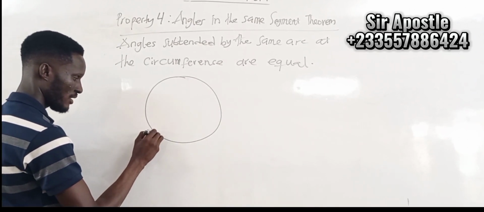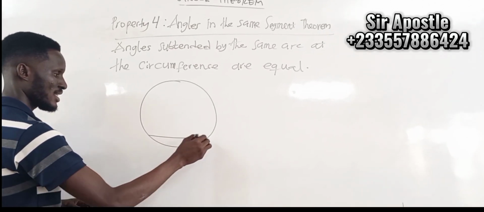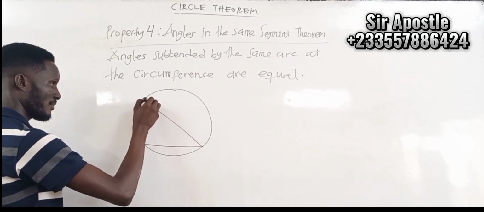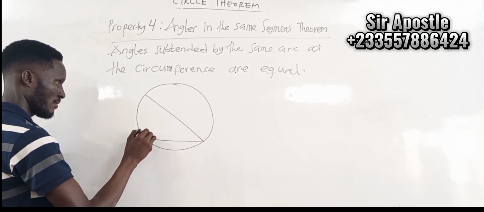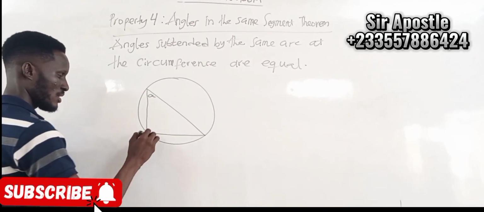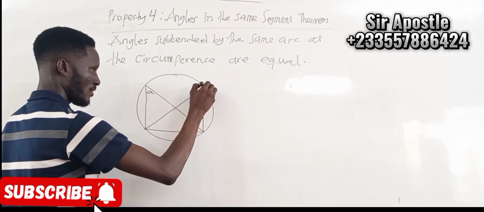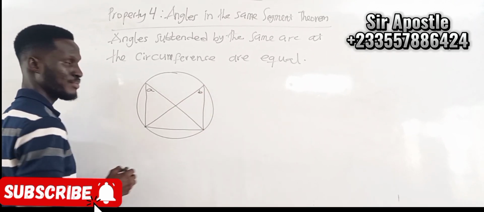Now, let's say we have a particular chord like this. Follow me closely. Now, this chord is forming an angle here. Now, the angle here is A. The same chord is forming an angle here. Now, let's say this angle is B.